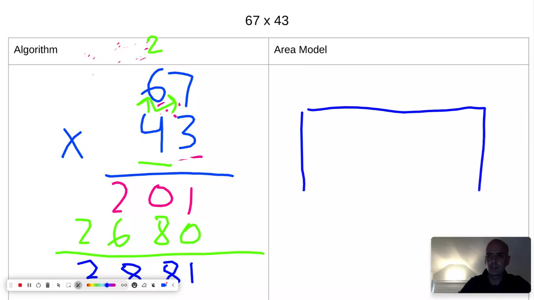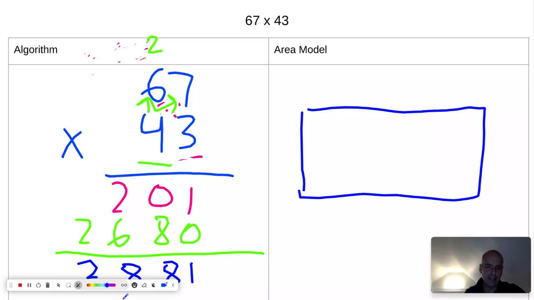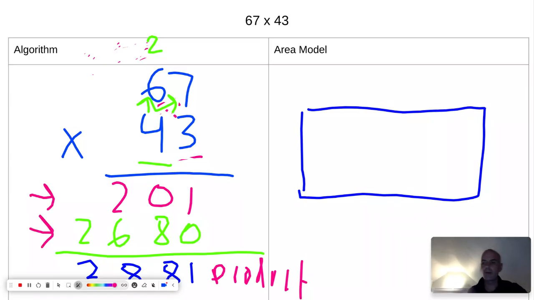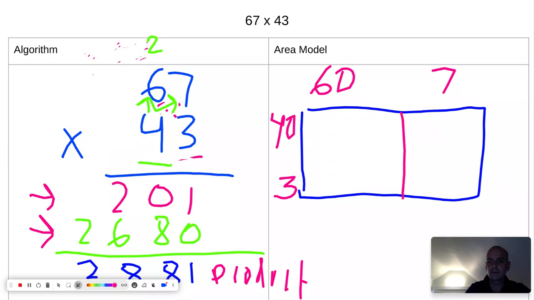The area model is just, instead of breaking it up into 2 pieces, you're breaking it up into 4 partial products. So you know how the answer of multiplication is a product, right? This is the product. Well, these here are partial products. They're parts of the product. And in an area model, we're just finding 4 partial products instead of 2. That's it. So we're going to break 67 times 43 into 60 and 7 and 40 and 3. Split this sucker up.